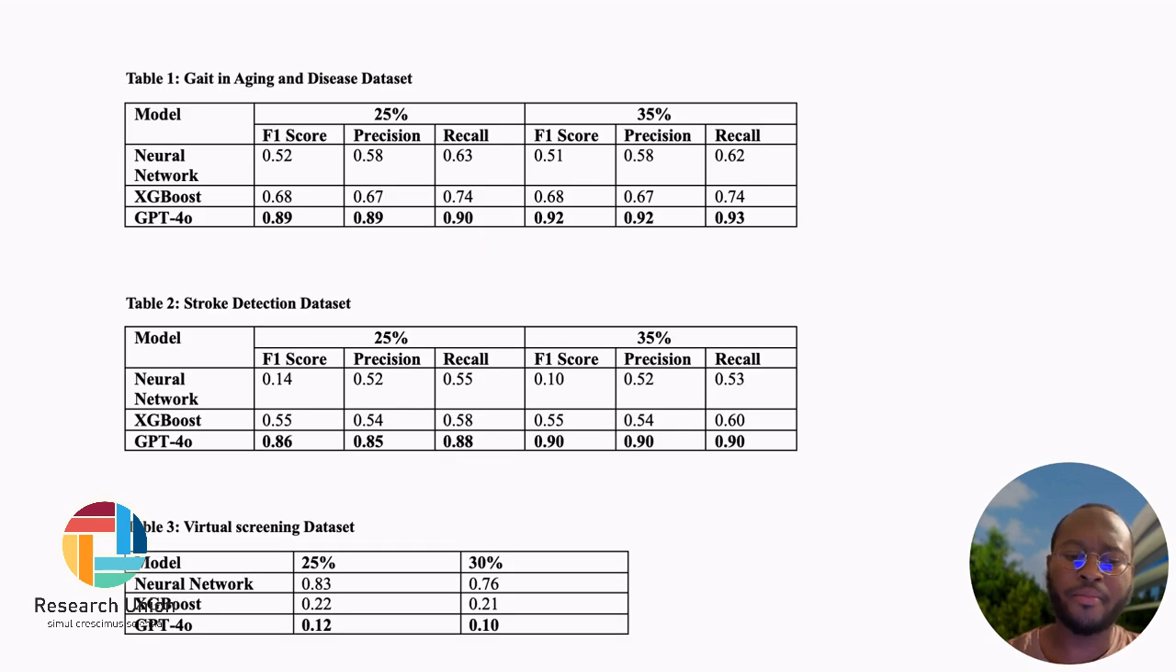This is a summary of the results. As we can see, for example, this is for the Parkinson's detection, this is for the stroke detection, and Table 3 is the virtual screening. We can see all the models and F1 score, precision and recall. For example, the F1 score of the neural network here is significantly lower than the F1 score of GPT-4o. And in precision, it is, okay, not significantly, but 0.5 essentially means randomness in precision.